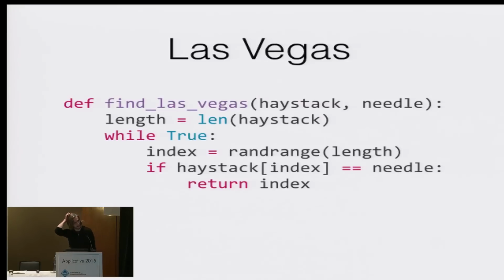So just as a quick example, here is a terrible, horrible example of a Las Vegas algorithm. We're basically just trying to find the needle in the haystack, and we're just going to loop and pick random indexes in the array until we find it. So obviously this will run for a random amount of time, but it will eventually find it, if it exists. Otherwise, it'll just run forever.